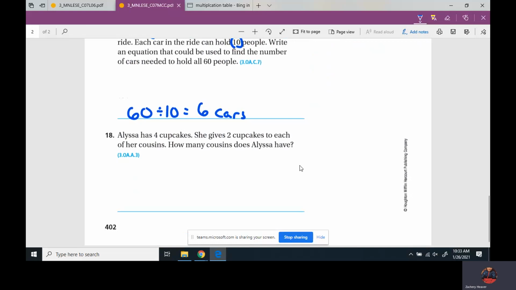Our last problem. Alyssa has 4 cupcakes. She gives 2 cupcakes to each of her cousins. How many cousins does Alyssa have? So Alyssa has 4, and she gives 2 cupcakes to each of her cousins. So you can say this. She has 4 cupcakes. And she gives 2 to each cousin. Well, that's going to give us 4 divided by 2 equals 2 cousins.